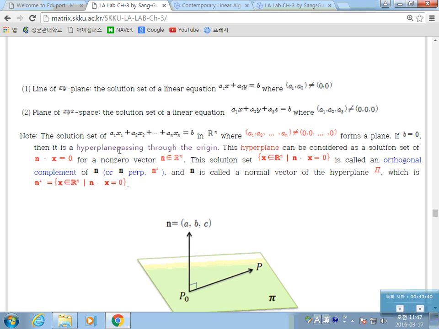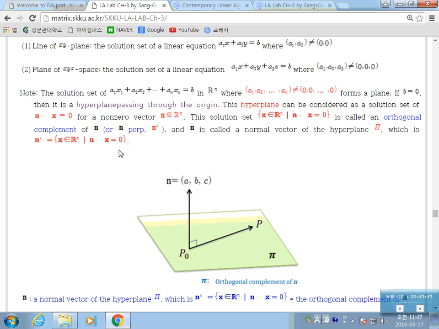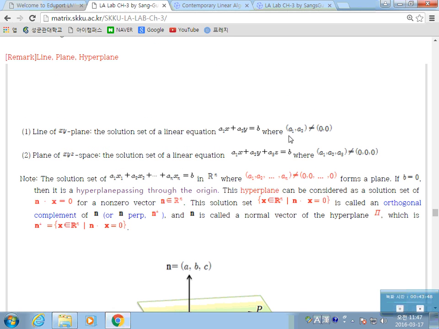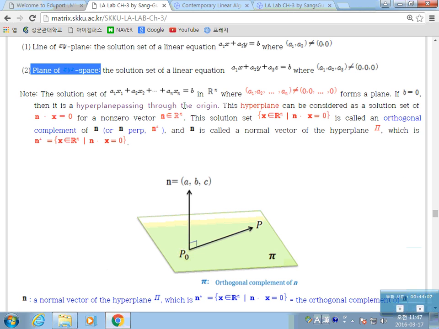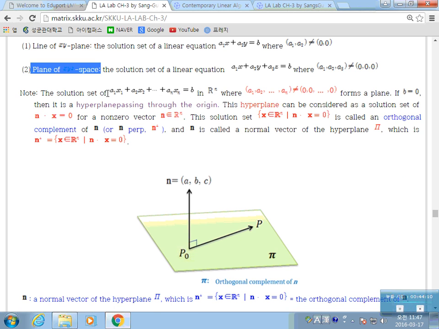I think we are at the end. This is the end of section 3.5, solution space and linear independence. Solution space. Here, if you have a linear equation like this, then the solution set of the linear equation is a line in the xy plane. If you have a linear equation like this with 3 variables, then the solution set is a plane in R3. If you have an equation with n variables like this, in Rn, then the solution set forms a plane.